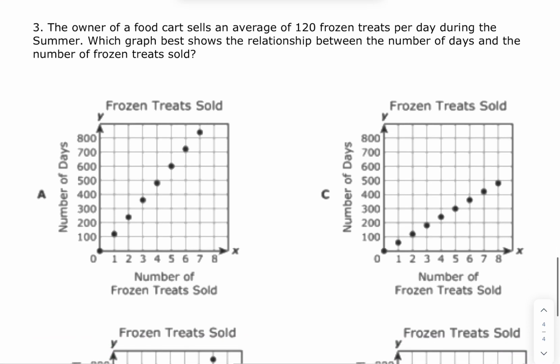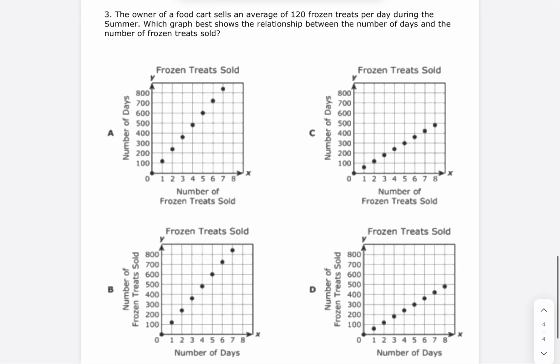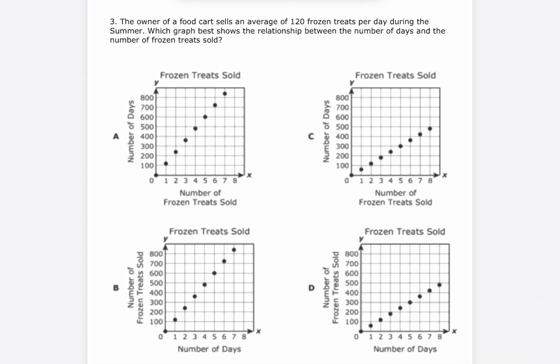All right, number 3. I'm going to have to zoom out a little bit for this one, okay? The owner of a food cart sells an average of 120 frozen treats per day during the summer. Which graph best shows the relationship between the number of days and the number of frozen treats sold? So we might remember from yesterday, we know per means to multiply. So that means if we were drawing a line, they would all need to go through the origin, and they all do, okay? So we can't get rid of any Joe Schmoes, okay?